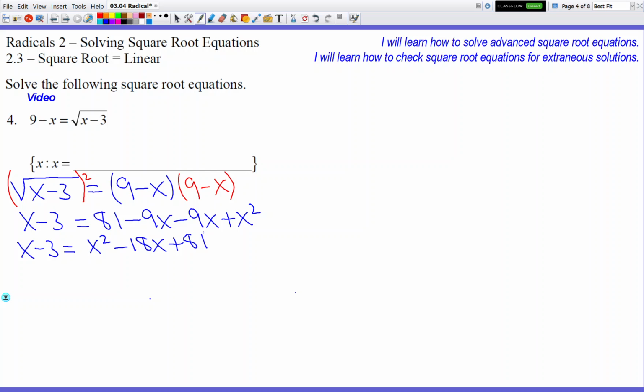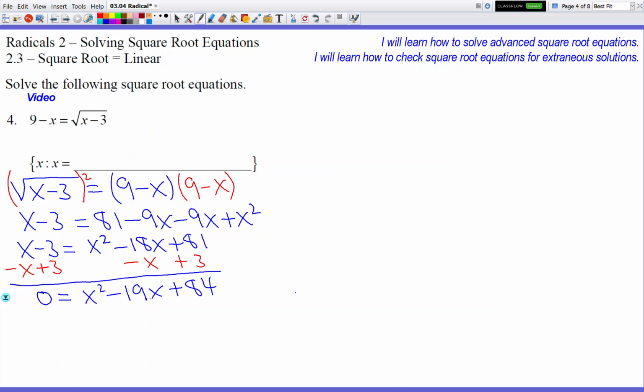Okay, so let's get rid of this x and negative 3 by putting it on the other side. And remember, I didn't say this for a while, but when you put these numbers on the other side, you want to try to move the things that are going to keep the x squared positive. And right now x squared is positive, so that's why we're moving everybody to the right side. So you get 0 equals x squared minus 19x plus 84.